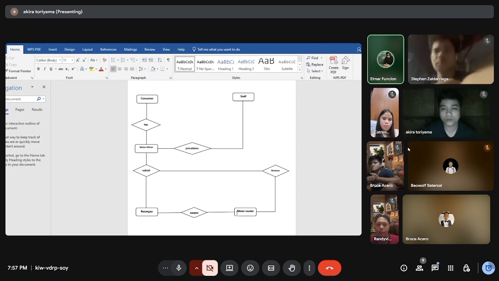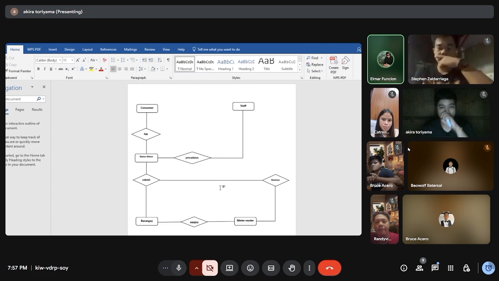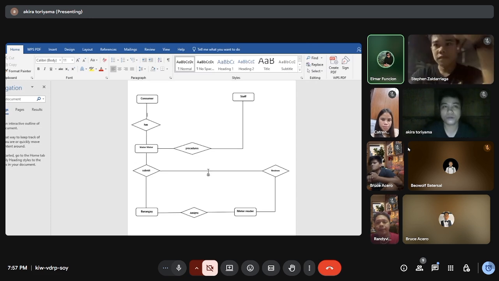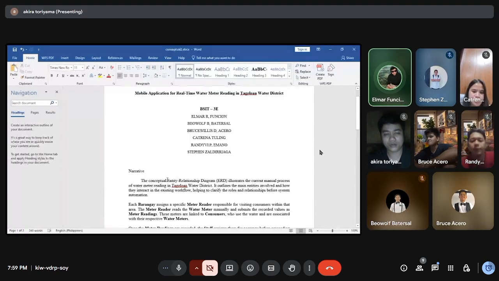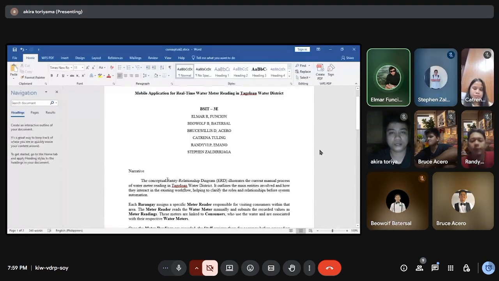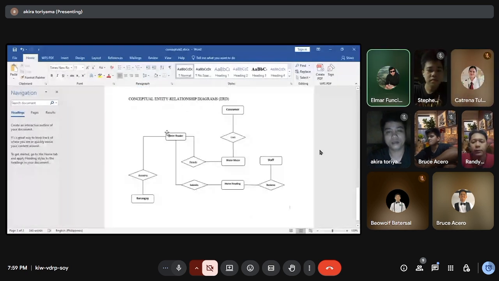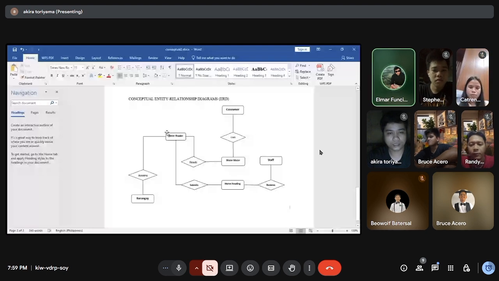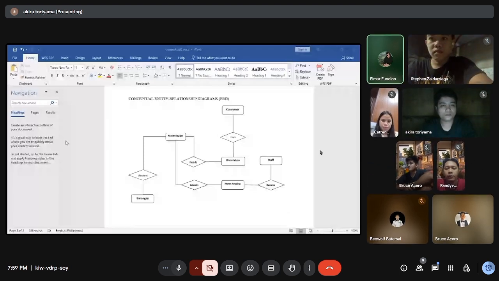So, we're going to present the corrected ERD. This is our corrected ERD. So in our corrected ERD, we have consumer, barangay, meter reader, and staff reviews.